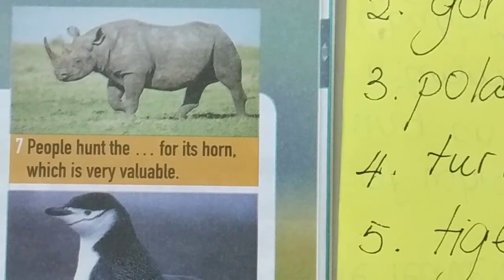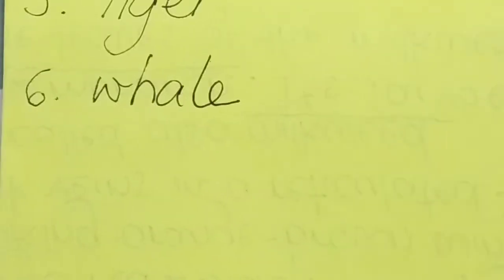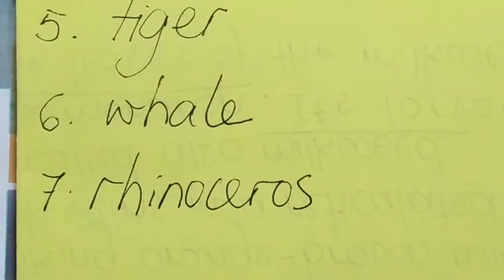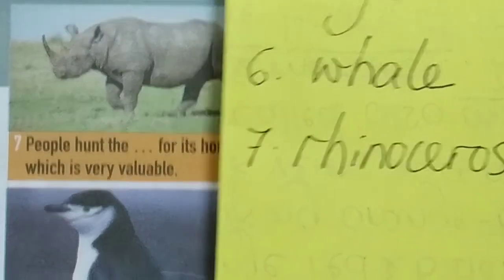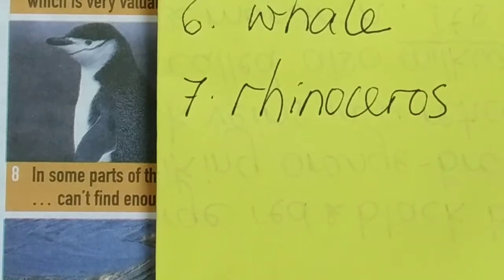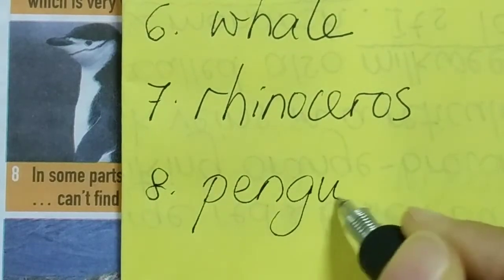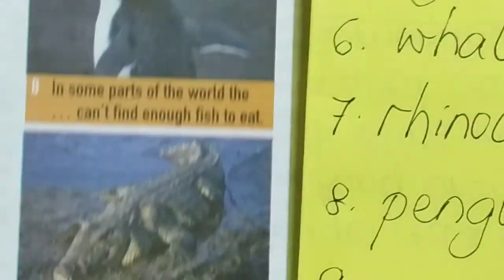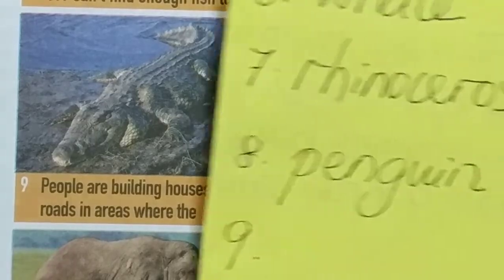7. People hunt for its horn, which is very valuable. Rhinoceros. 8. In some parts of the world, can't find enough fish to eat. Right, this is penguin. Simple, isn't it? Let's go to the next question. People are building houses and roads in areas where the crocodile lives.